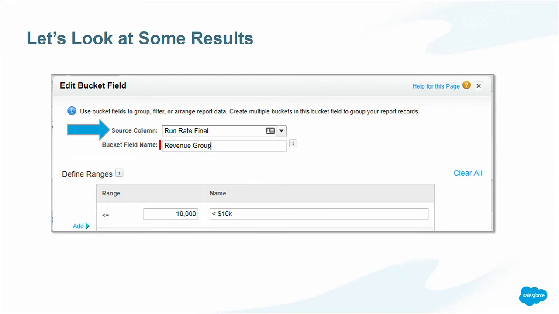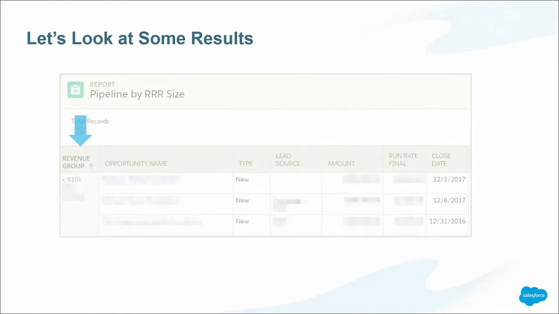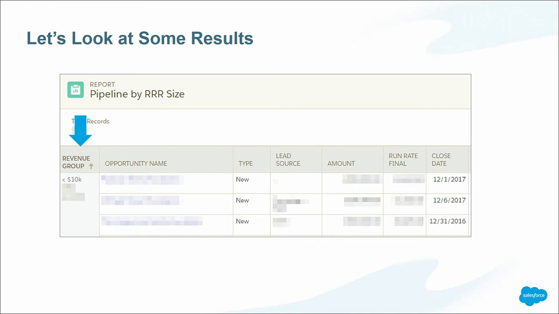Well, strangely enough, that is a bucketed field that we are using on that report. And we have actually called it something else, revenue group. So if you were to go to that report and you didn't have the run rate final field displaying anywhere, you wouldn't know that you were using it. You'd have to go and check that report and look at the bucketed field and see, what is this bucketed field made of? And this tells you right here, it's made of run rate final. So that's pretty cool. And you'll see over there that that is the field that we're talking about.